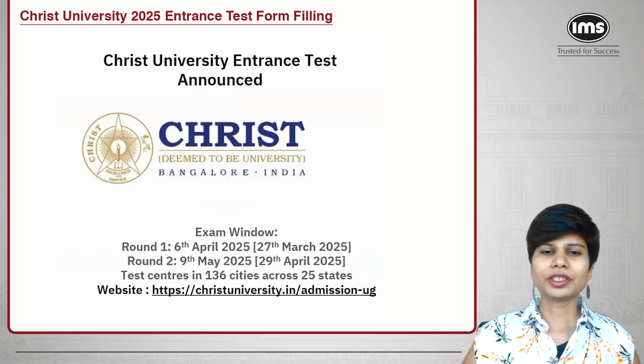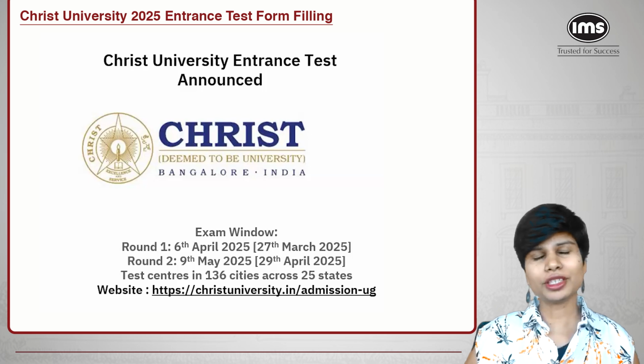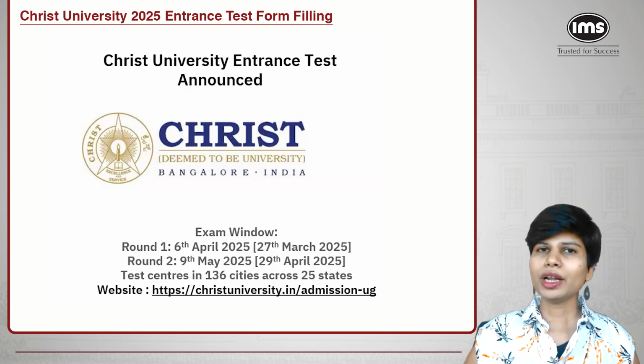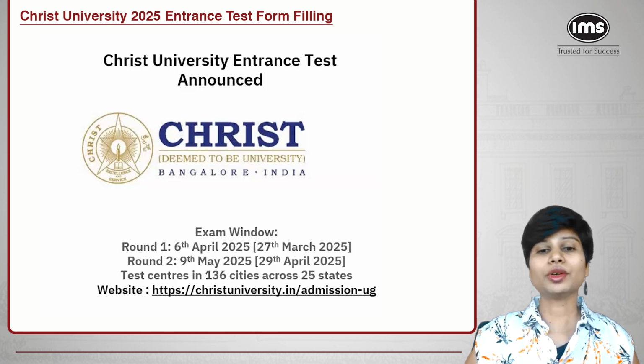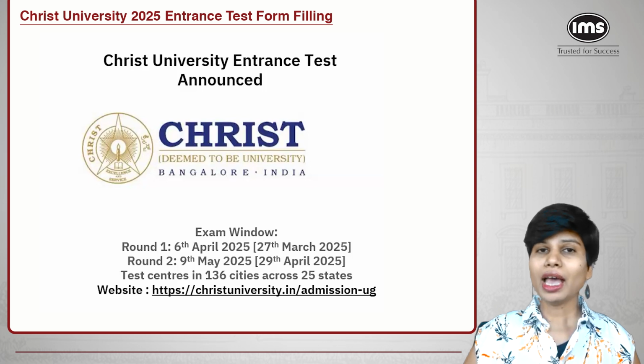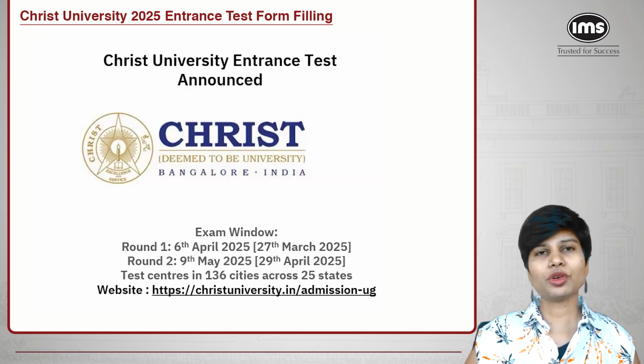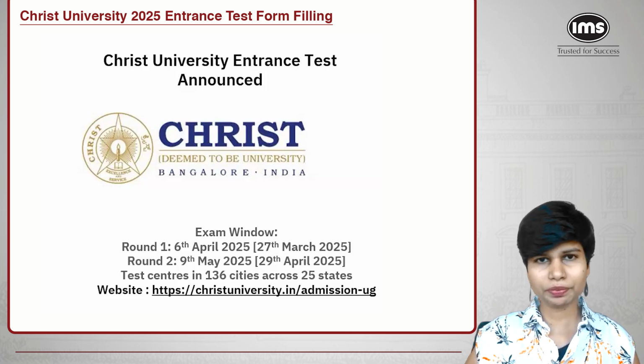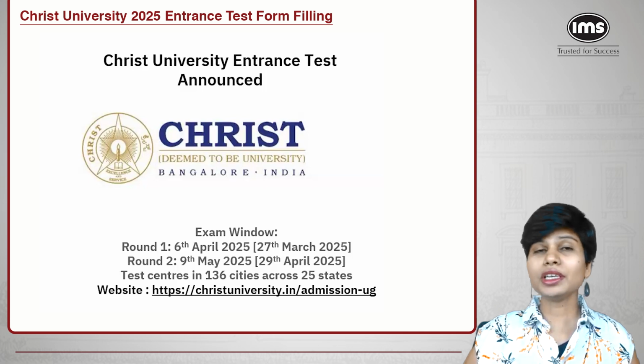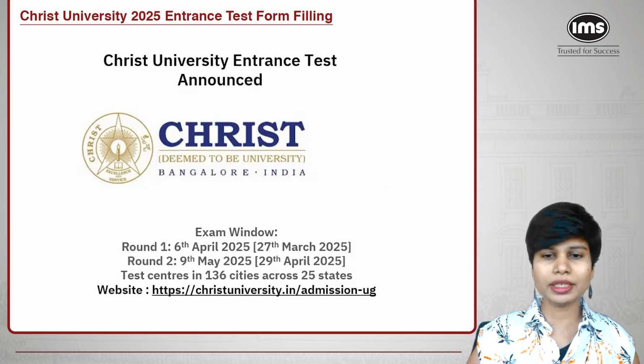Round 1 applications are going to get wound up by 27 March 2025, and the exam is going to be held on 6th April 2025. Whereas round 2 is going to be held on 9th May 2025, and its application deadline is 29th April 2025. Christ University is going to hold its exam across various test centers in 136 cities across 25 states.